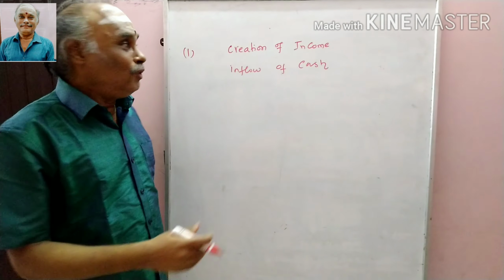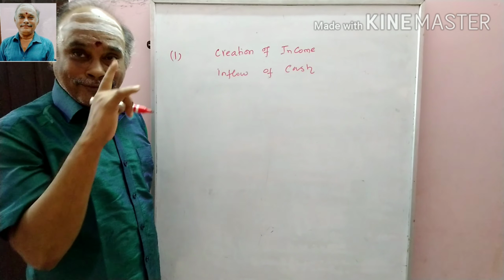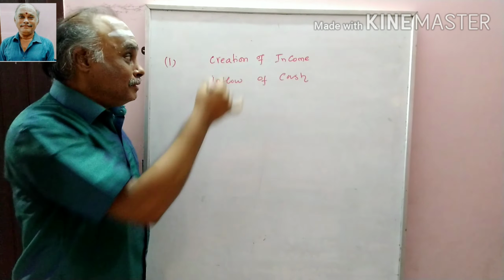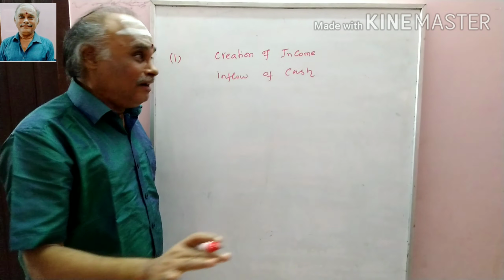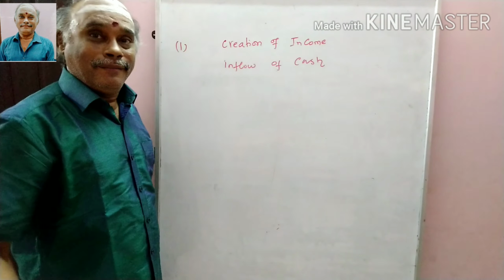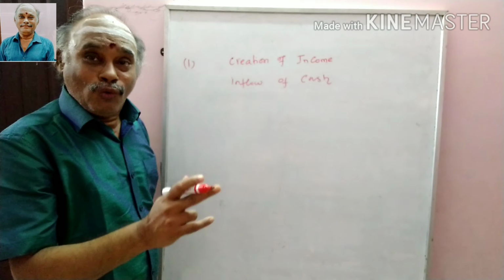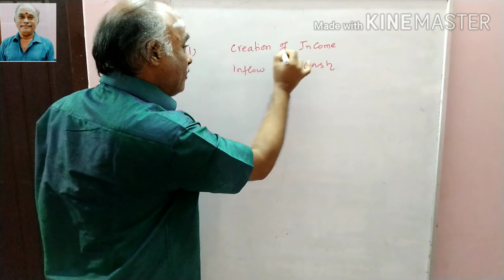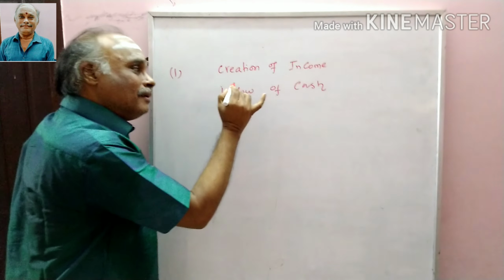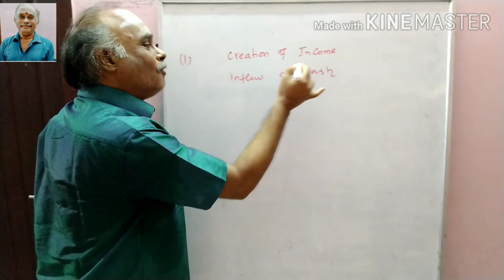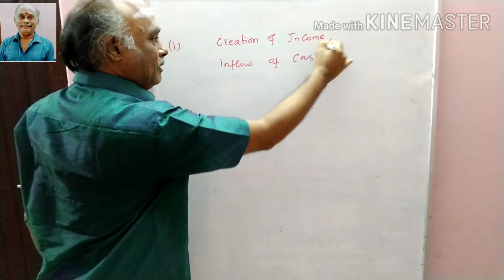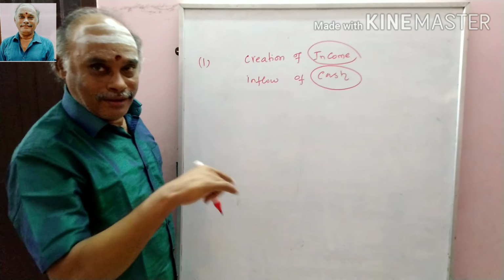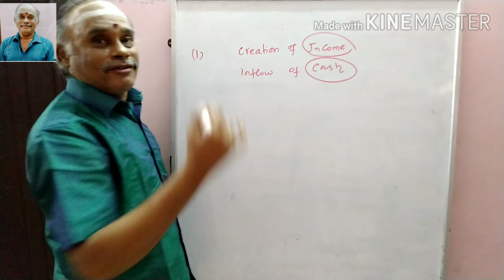So I think you should have understood the double entry principle. I had started my first video about the principle of dual aspect concept. I have not deviated from that concept completely. So I have been telling you, please follow the dual aspect concept very clearly. So here, creation of income as well as inflow of cash. Creation of income is nothing but credit, and inflow of cash is nothing but, as per the real account concept, cash comes in debit.